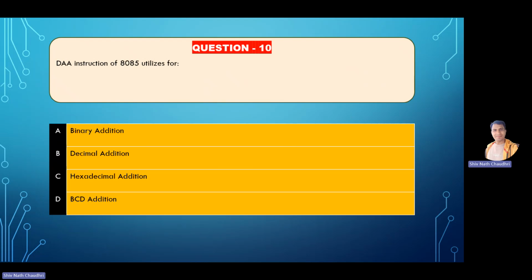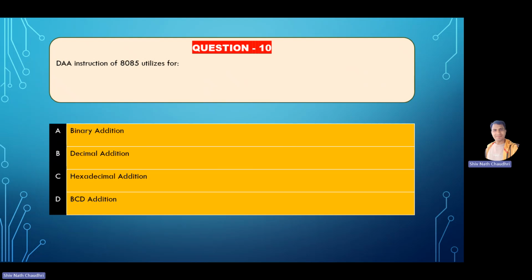The instruction DAA is utilized for binary addition, decimal addition, hexadecimal addition, and BCD addition. Okay, in 8085, either you have to give 8-bit data or 16-bit data. If 8-bit data is there, then we call it data. If 16-bit data is available, we consider it like address. So for numerical value, 8-bit data is there and 16-bit data is there, and all data is represented as hexadecimal.